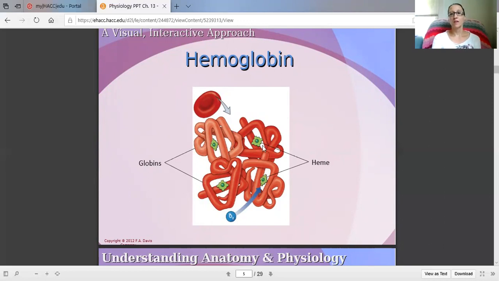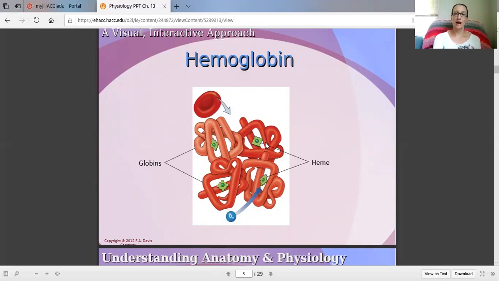Now, the heme contains iron, and the iron actually binds with oxygen, and one heme molecule can bind with one oxygen molecule, which is O2, right? We're not talking about an oxygen atom, which would be just one oxygen. We're talking about an oxygen molecule, which is O2. So each heme can bind with one oxygen molecule.